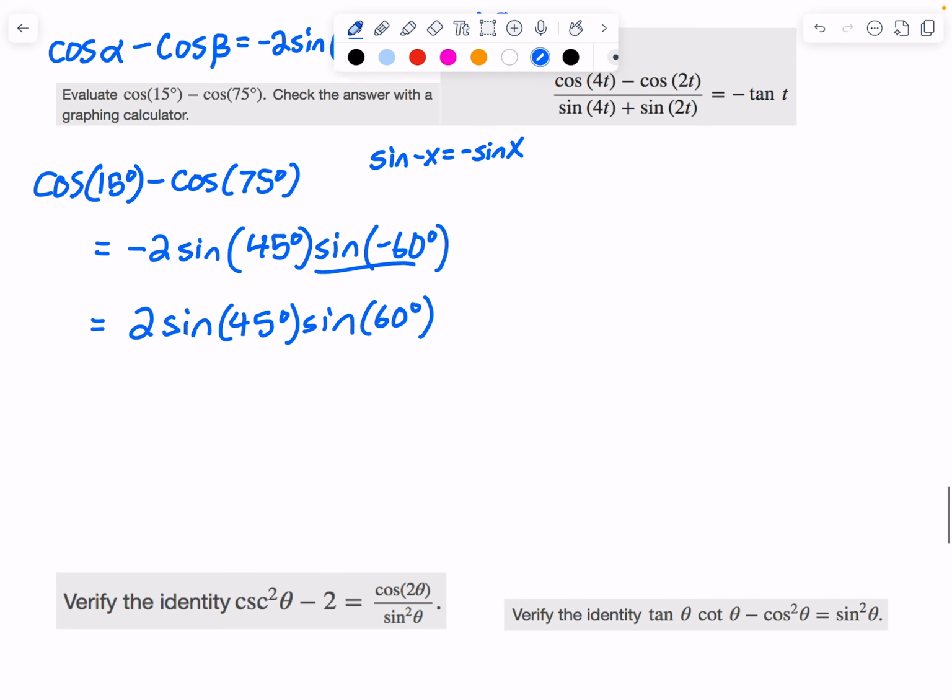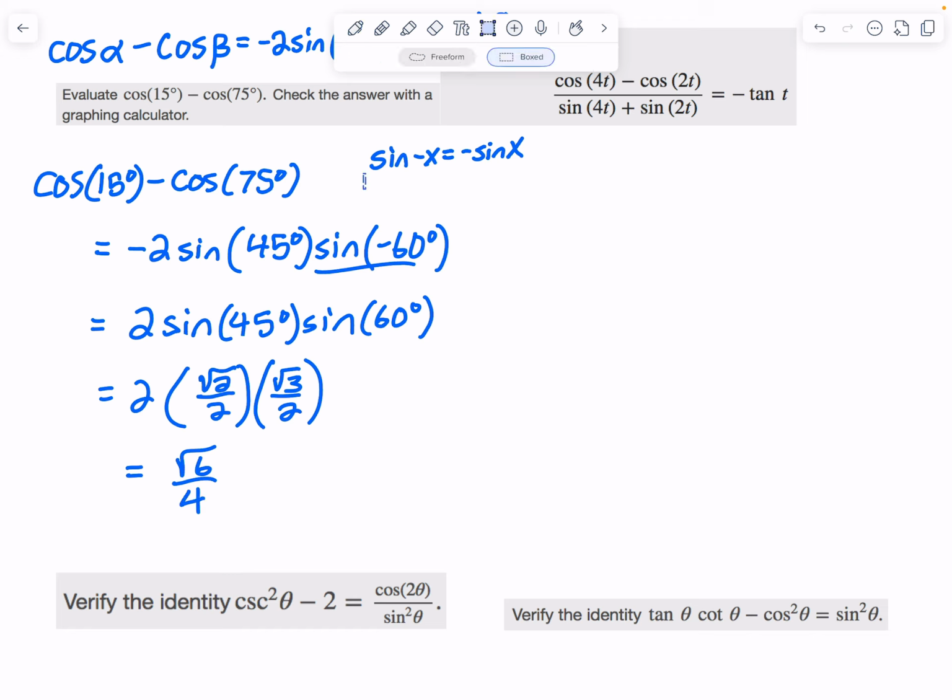All right, so we got to work these out now. So this is 2 times the sine of 45, which is square root of 2 over 2, and then the sine of 60 degrees is rad 3 over 2. That's a tall triangle. So this equals rad 6 over 4. Not too bad. All right, the next one we're going to have to prove.